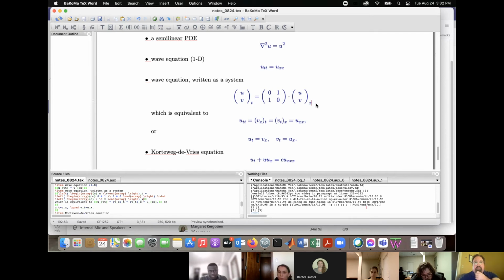A lot of times writing as a first order system is nice because there's so much theory when it comes to analytical and numerical methods that applies to first order equations that it makes analysis a lot easier.